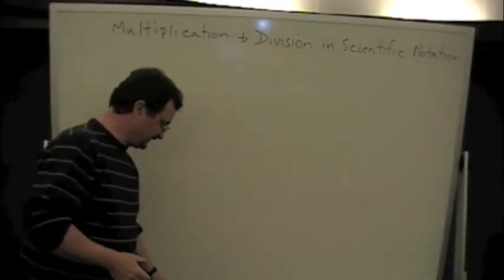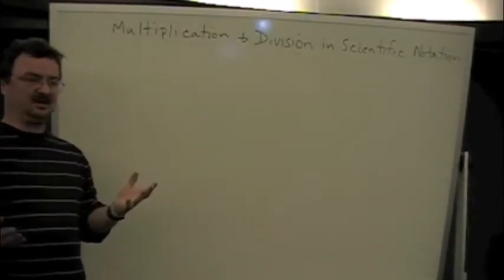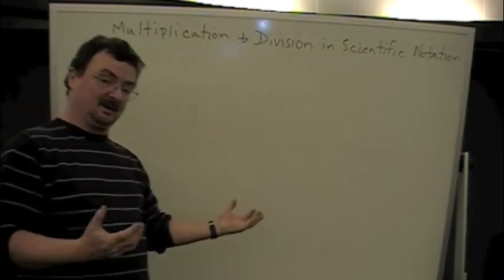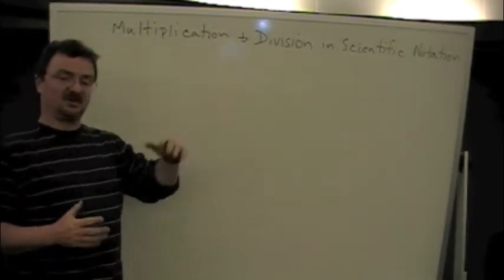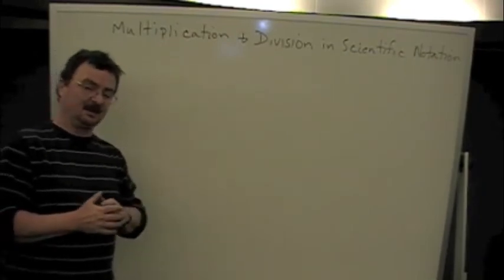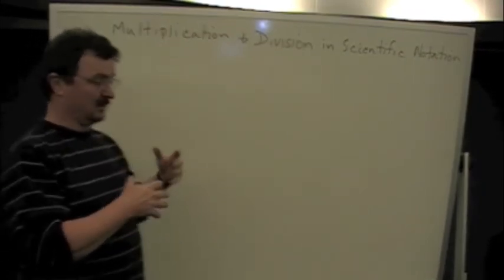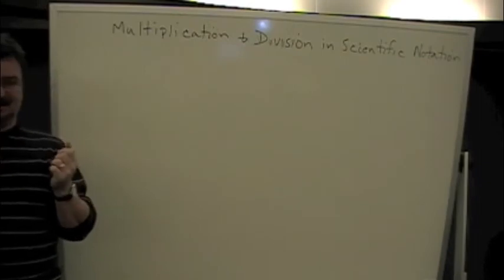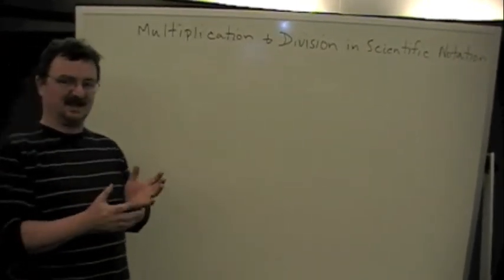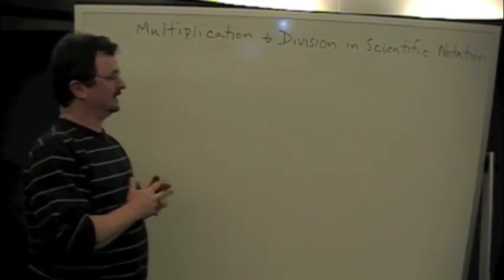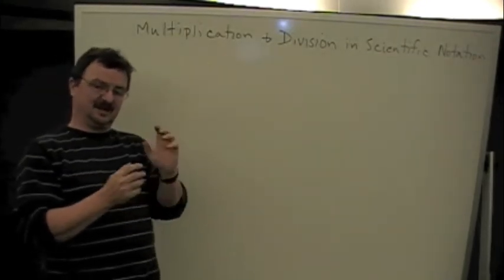Okay, in addition to scientific notation being a useful shorthand for writing really, really large and really, really small numbers, it also makes multiplication and division extremely easy. All right, so for example, back before there were easily affordable scientific calculators, scientists and engineers used to use these things called slide rules.